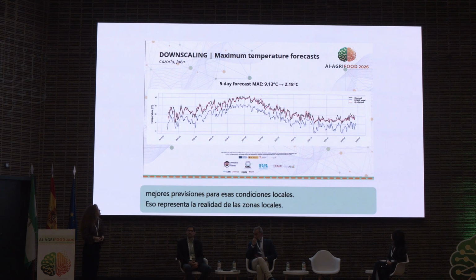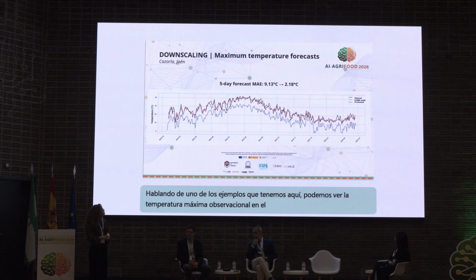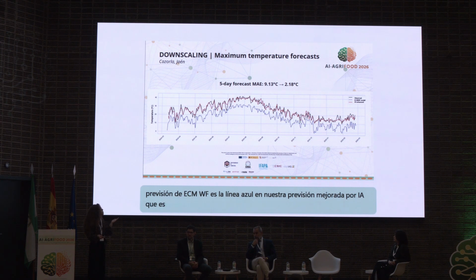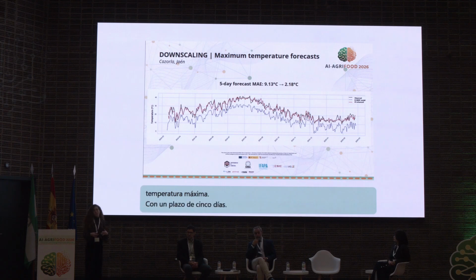Talking about one of the examples that we have, here we can see the observed maximum temperature in the black line. Then the ECMWF forecast is the blue line, and our AI-enhanced forecast is the red one. So as you can see, for the maximum temperature forecast at a 5-day lead time, our model reduces the mean absolute error from 9 to 2 degrees.